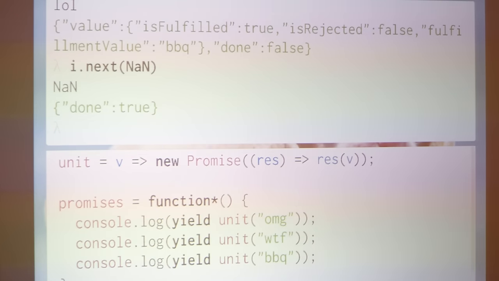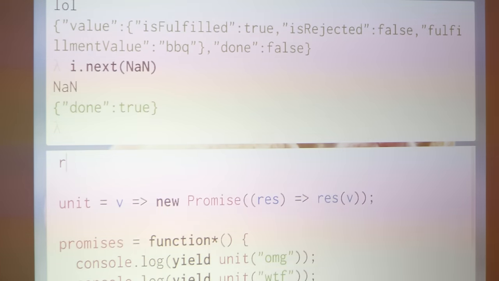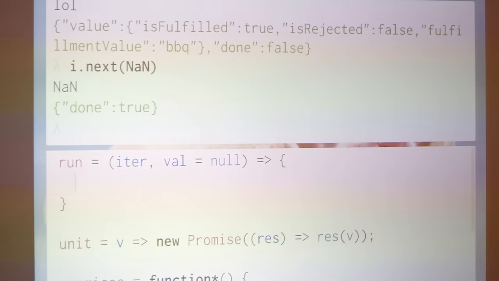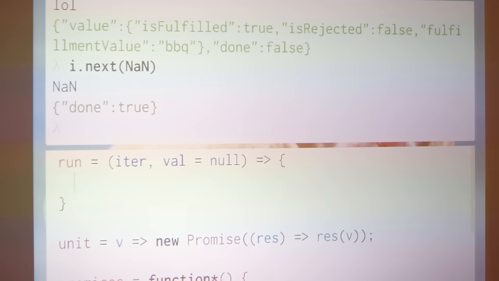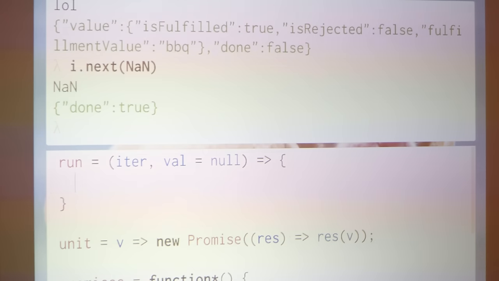What we would like to do is add a function that automates this, that will take in an iterator of promises and wait for them to resolve and put the result back. Let's call that function run, with arguments iter and val, where val is null. So that's a function of two arguments. The first is the iterator, and the second is because I want to recurse through this. I haven't figured out a neat procedural way of writing this. I need to do a bit of recursion.